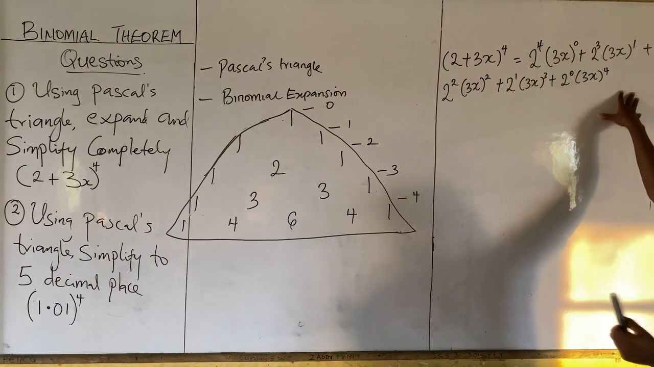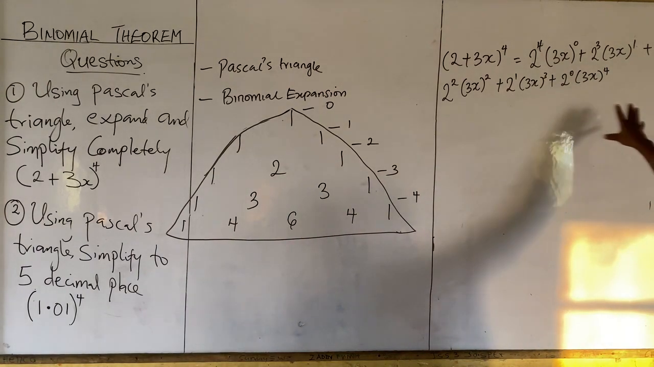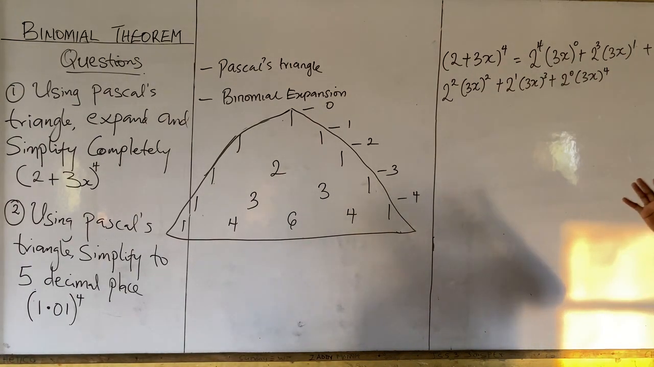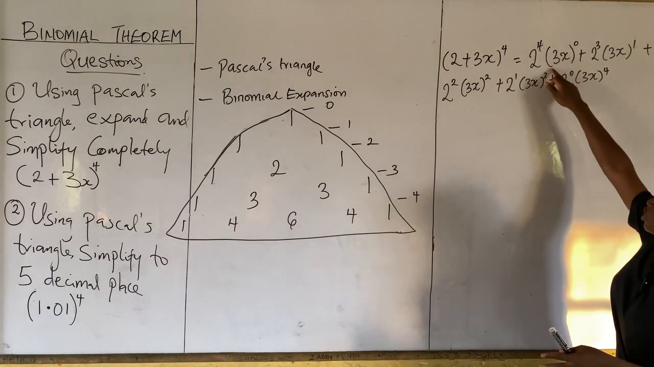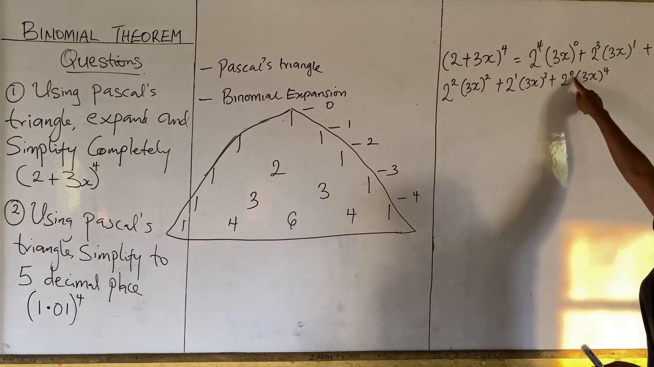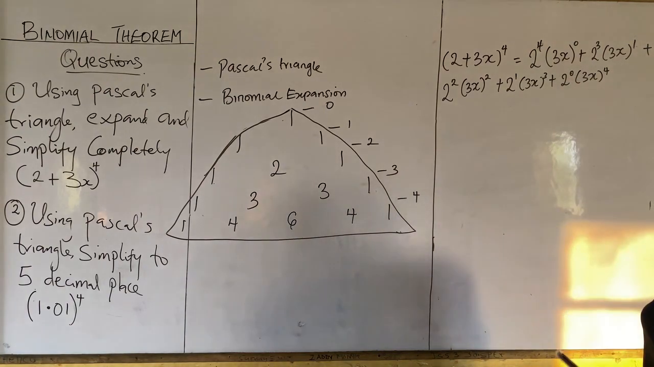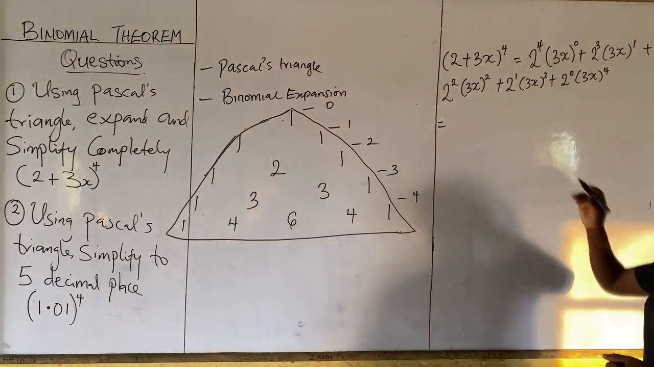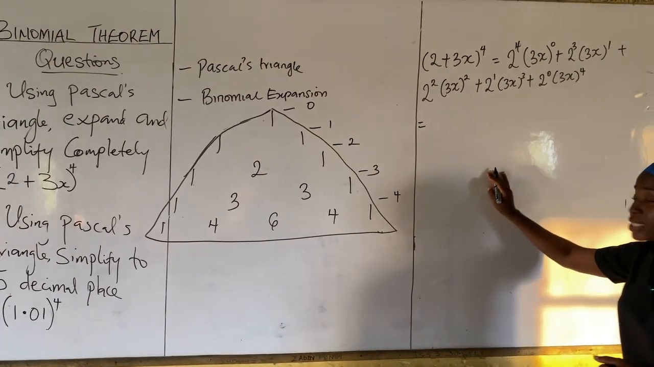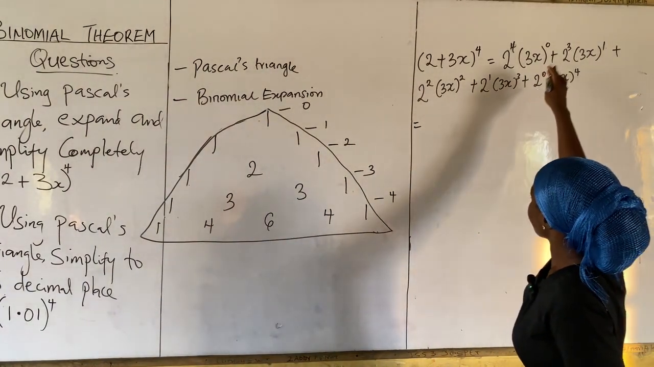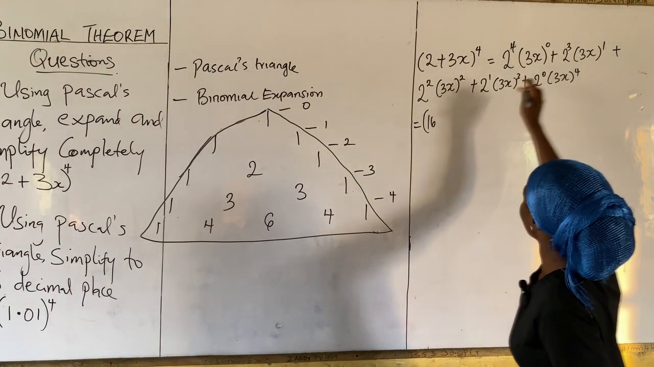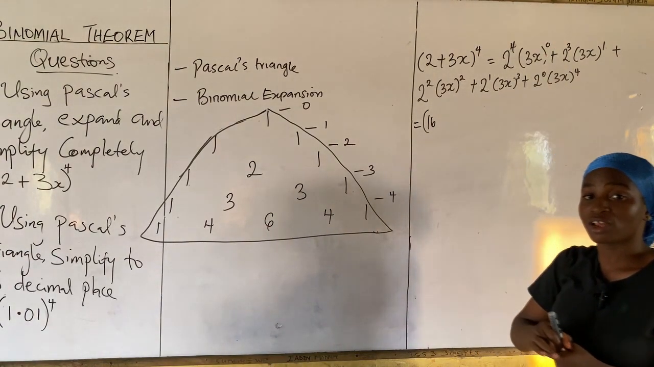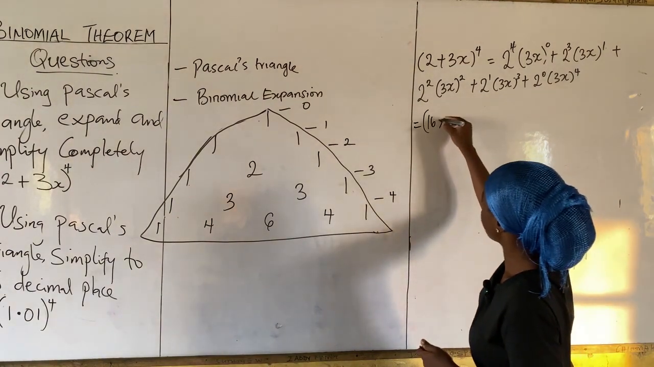Now this is it. I've actually broken it down using my expansion. 2 raised to power 4, then 3x raised to power 0. Yes, 2 raised to power 0, 3x raised to power 4. Now let's simplify this. Now we're having 2 raised to power 4. That's 2 times 2 times 2 times 2. 2 times 2 is 4. 4 times 2 is 8. Now 8 times 2, that's 16. Now your 3x raised to power 0 is 1. Remember, your law of indices: any number raised to power 0 is what? 1. So I'll be having times 1.